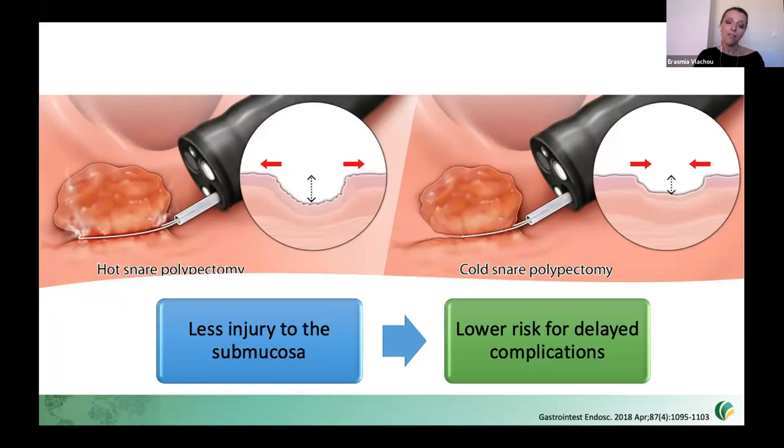So the rationale behind cold resection methods is that they induce less injury to the submucosa and especially the submucosal vessels compared to traditional polypectomy with the use of electrocautery. Therefore, they are related with less risk for delayed complications, including post-polypectomy bleeding and perforation.